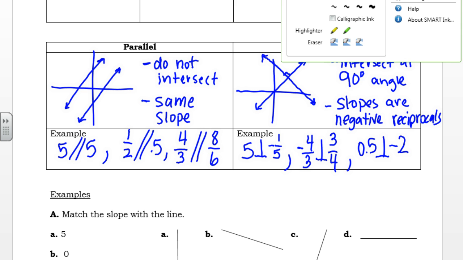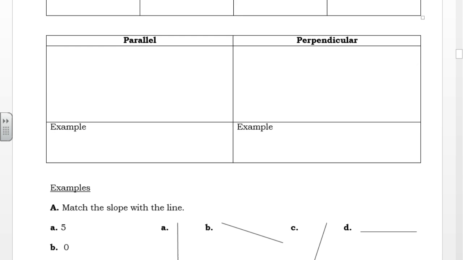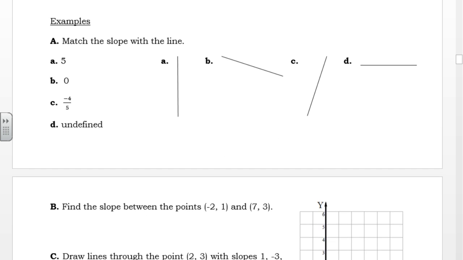Scrolling down for the examples. Match the slope with the line. So I have a slope of 5, a slope of 0, a slope of 4/5, and an undefined slope. So A and C, I start with A. A is looking for a positive slope. Only one of these lines has a positive slope, and that would be letter C, because this is an upward pointing line.